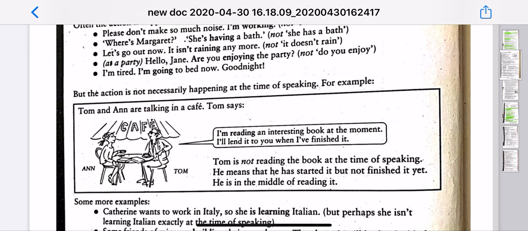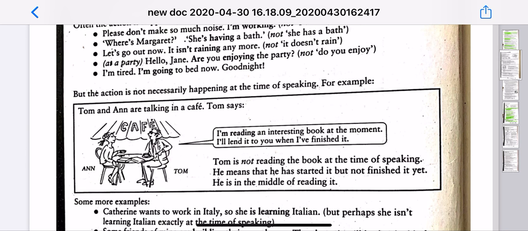I am reading an Osho book which my sister has given to me. I am trying to learn usage of tenses by reading this book. It will give me a clear picture of its practical utility. Tom is not reading the book at the time of speaking. He means that he has started it but not finished it yet, and he is in the middle of reading it.